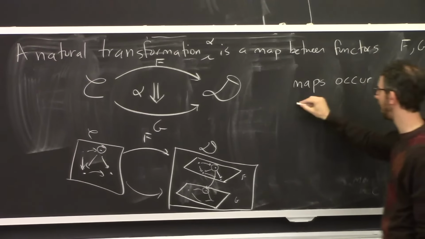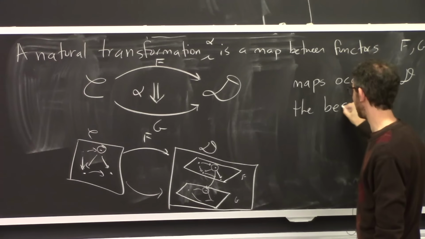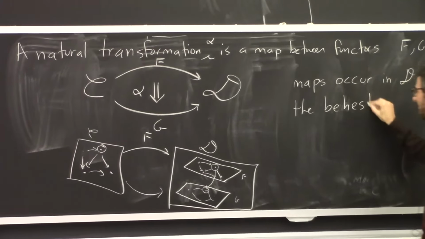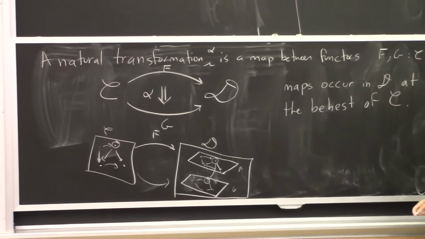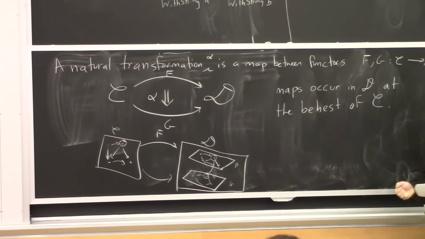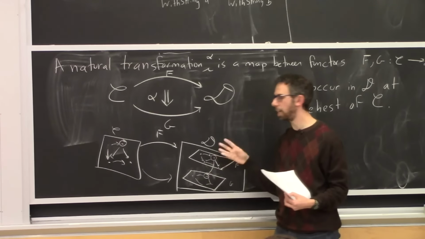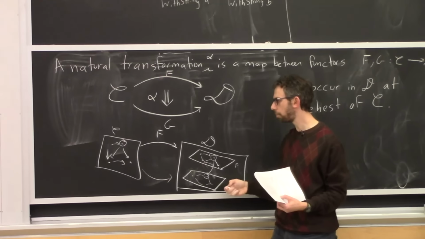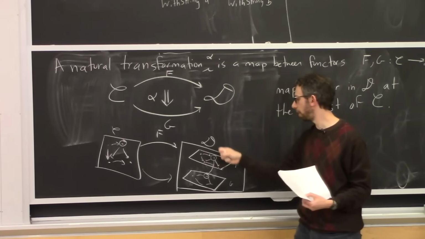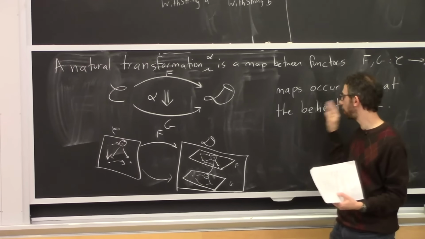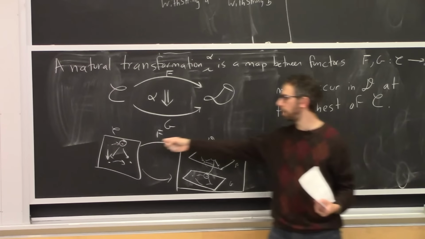And at the behest of C, if that makes sense to you. In other words, C is like commandeering or taking hold. There are two versions of C and D inside of D, and for each object we get this morphism in D. All the actions happening in D are happening because of stuff in C.